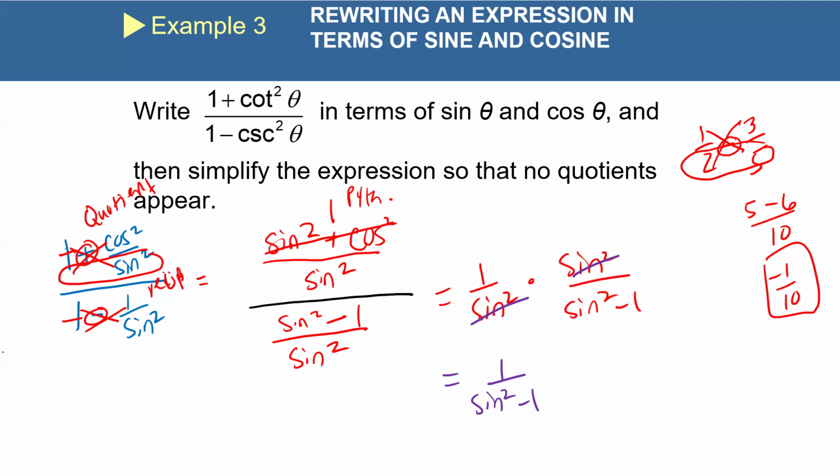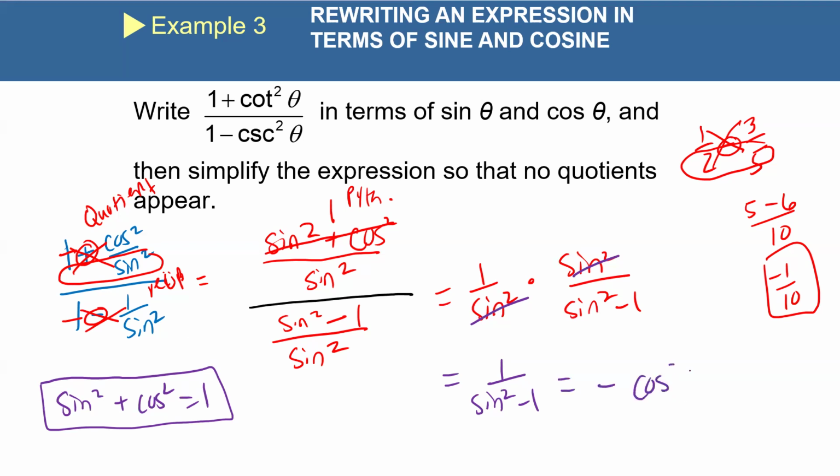Looking at your Pythagorean identity, we have sine squared plus cosine squared equals 1. So what would sine squared minus 1 equal? Keeping this in mind, it would equal negative cosine squared. So your final answer is negative 1 over cosine squared theta. And that is your simplified answer with no quotients.